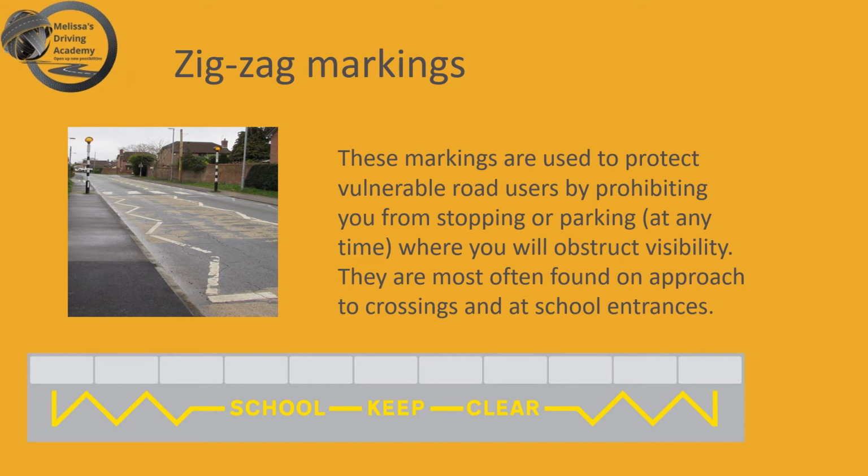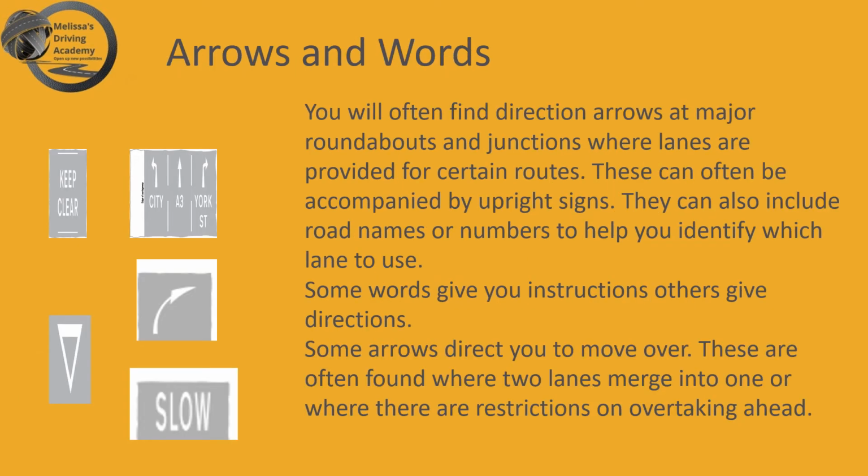Zig-zag markings are used to prevent you from stopping or waiting in areas where it is important that all road users maintain good visibility. You will most likely see them around pedestrian crossings and school entrances. You may queue on these sections of road, but you must not stop or wait for any reason at the side of the road. Arrows and words are often painted on the road to help you navigate and choose the correct lane. They can also be used to give instructions. A triangle on the road is used on approach to junctions where you must give way.